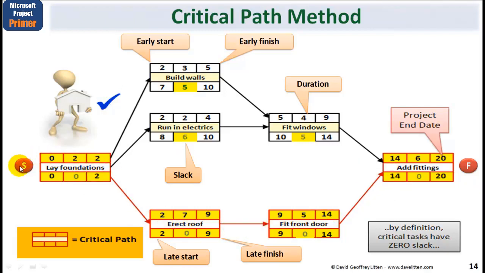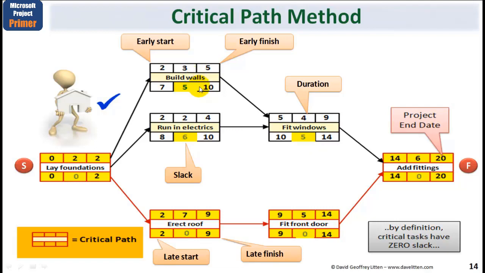But there are many paths to get from start to finish. There's this one, there's this one, and there's this one. How do we know this is the longest path? Well, we could simply add them up, and that's pretty much what we'll do. But if these are non-critical tasks, and trust me for the moment, they are, how do we know they're non-critical?